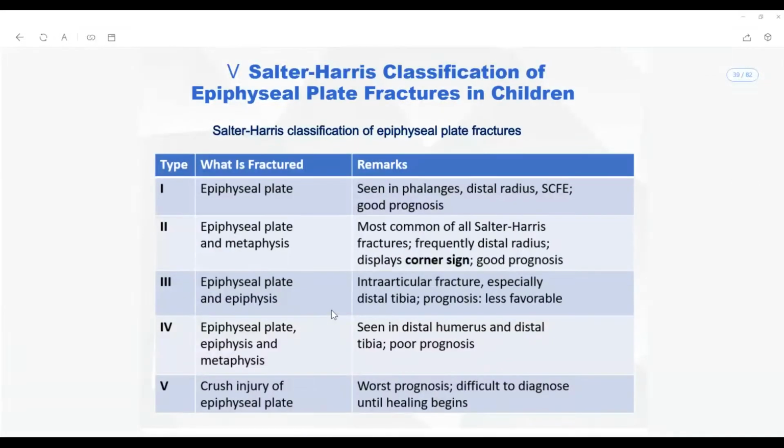You see here, in type 1, the epiphyseal plate is involved. In type 2, the epiphyseal plate along with the metaphysis is involved, and they have a good prognosis as well. They are the most common Salter-Harris type of fractures. Type 2 is the most common. The best prognosis belongs to type 1. Type 2 is the most common type of Salter-Harris fracture.